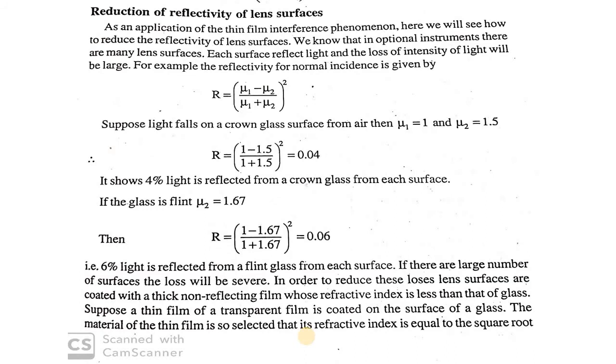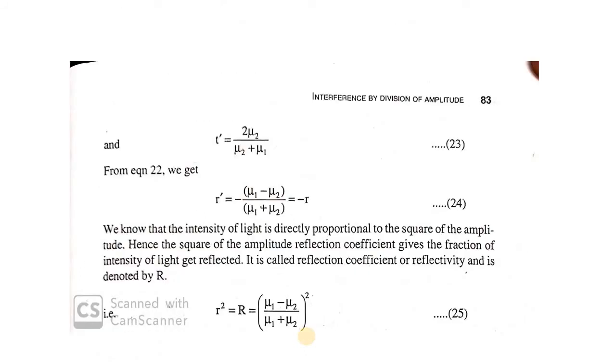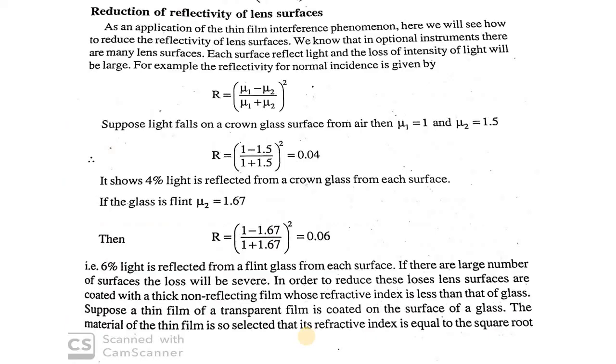Now that we have the expression for reflectivity in films, the next question is how you are going to reduce the reflectivity on the surface of optical elements. As an application of thin film interference phenomena, we discuss how to reduce the reflectivity on the optical surface of optical elements.